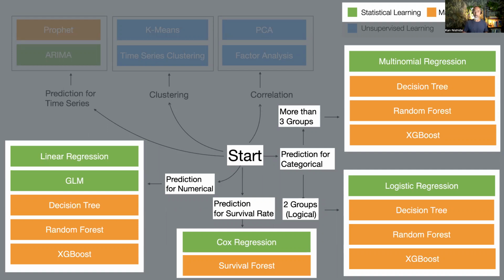In that case, the right-hand side bottom, and then go to logistic regression or decision tree, random forest, and XGBoost. If the set of values can be more than two, meaning 3 or 4 or 5, then in that case, right-hand side top. And then green is multinomial regression, and then orange is decision tree, random forest, XGBoost.